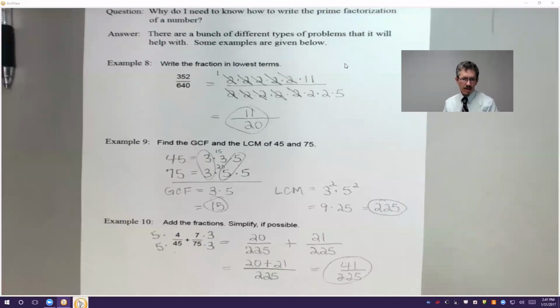All right, that is the conclusion of my lesson over prime factorization.